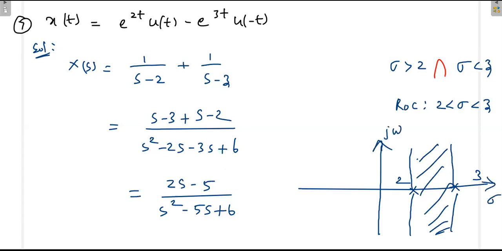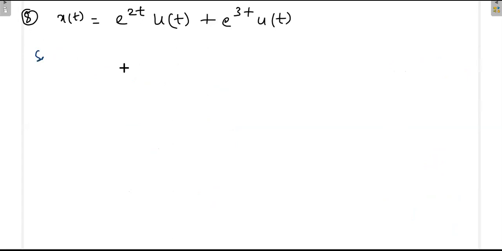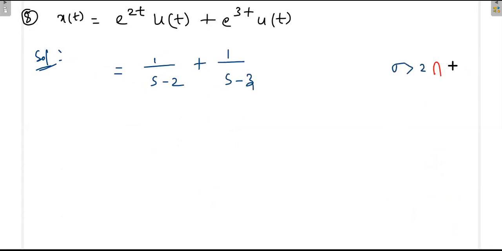Then the eighth question. X of t is equal to e power 2t u of t plus e power 3t u of t. Solution: 1 by s minus 2. This is the right sided signal, so sigma is greater than 2, intersection, and the second signal is also a right sided signal, so 1 by s minus 3. Again, as it is right sided, sigma is greater than 3. Then what is the common ROC? Common ROC is sigma greater than 3.